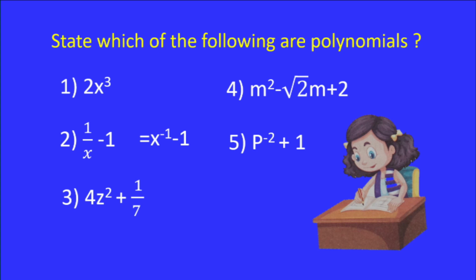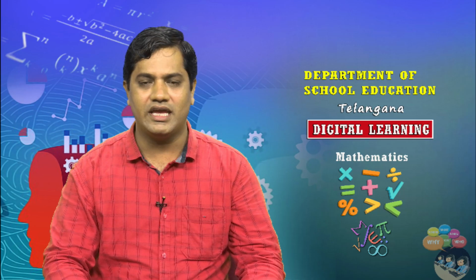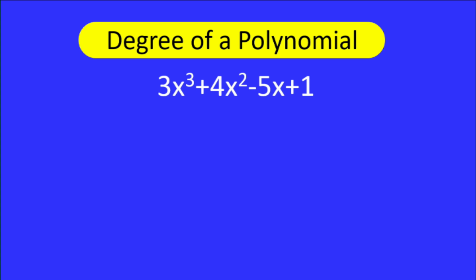So hence you might have understood what polynomials are. Now let us go particularly to the exponents of the variables and which is the highest exponent. This teaches us the degree of a polynomial. Let us come to the next one, degree of polynomial. 3x to the power of 3 plus 4x square minus 5x plus 1.